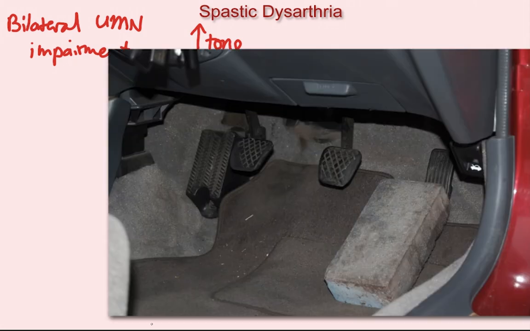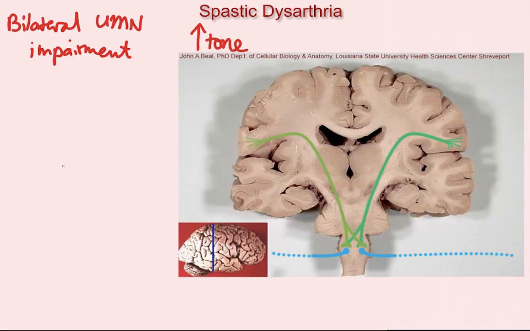One way to think of it is if you can drive a manual car, the stretch reflex wants to increase tone, and the clutch is the upper motor neurons telling it to relax. So as soon as the clutch no longer works, the foot is down and the resting tone goes up. The muscles are tight and too tight. Now, what can cause this?